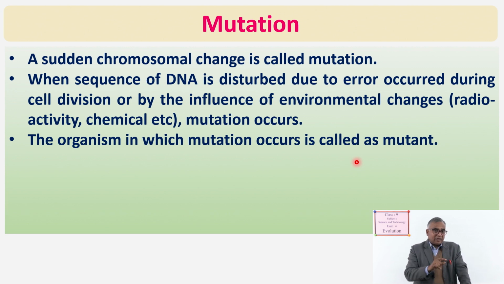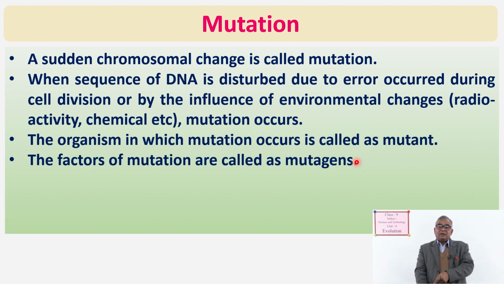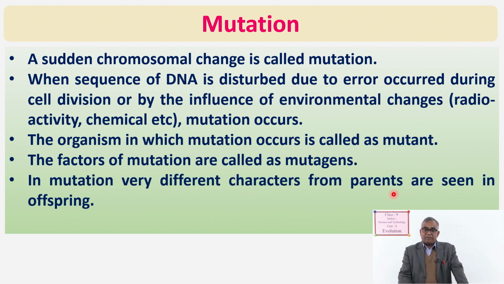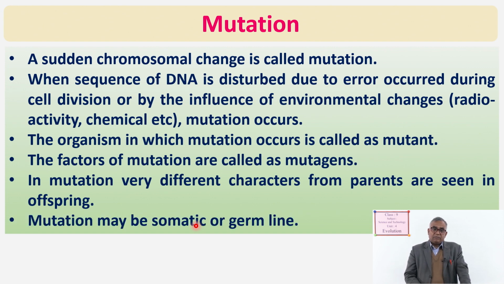The calf which was shown here, that was a mutant. If any person has 6 fingers, then the person is what? Mutant. So the victim of mutation is called what? Mutant. And the causative factor of the mutation is called a mutagen. As you were explained here, radioactivity and chemicals are mutagens. They can cause what? Mutation. Yeah. In mutation, very different characters from parents are seen in offspring. Already I have discussed. And mutation may be somatic or germline.